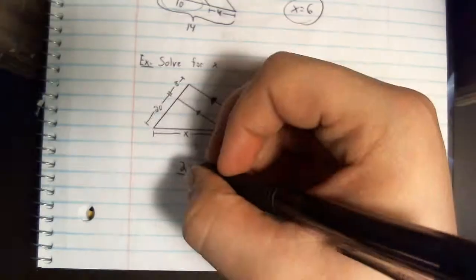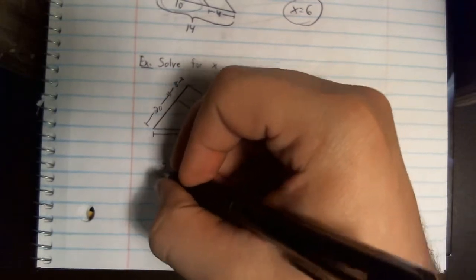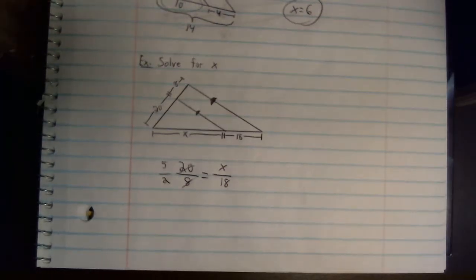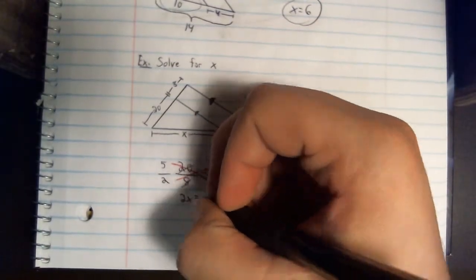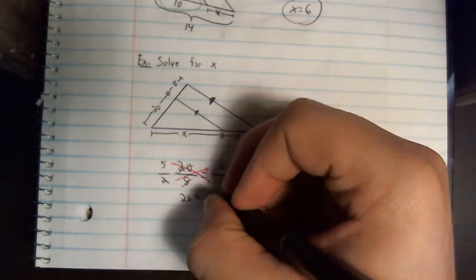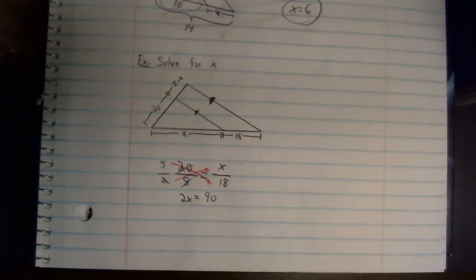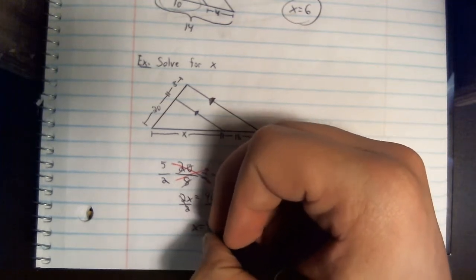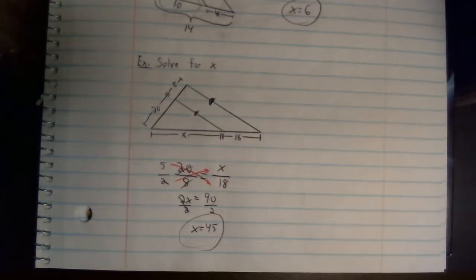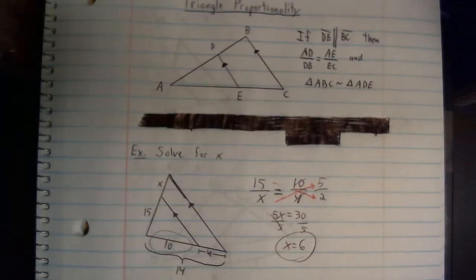And before I do too much work, I'm going to reduce. This reduces to 5 over 2. Both numbers are divisible by 4. And then I'm going to cross multiply. 2 times x is 2x. 5 times 18 is 90. Divide both sides by 2. I find x to have a value of 45. Hopefully you got that one correct. We have a couple more examples to look at.